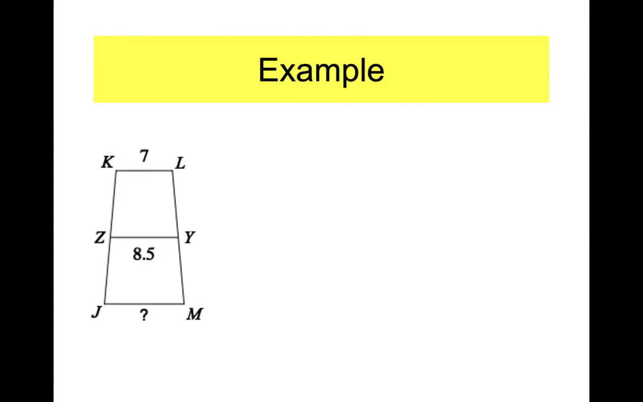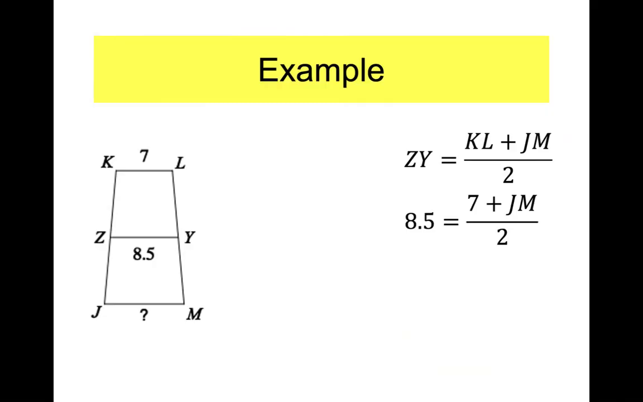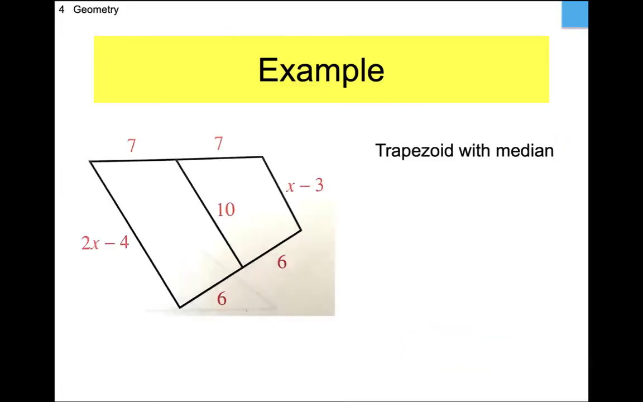All right. Even if there were decimal numbers, this is pretty straightforward. The median is equal to the average of the two bases. So KL is 7, JM is unknown. Multiply both sides by 2, which clears the fraction, and then subtract 7, you're done. All right, they will also give you ones with variable expressions. It's just an algebra problem. The logic remains the same.